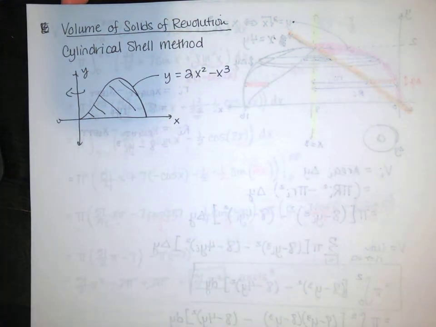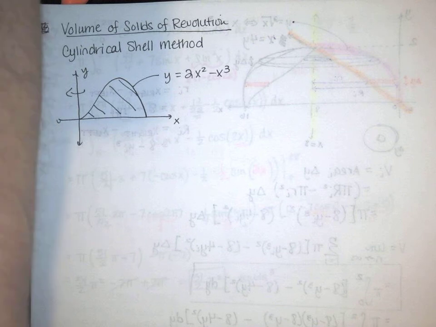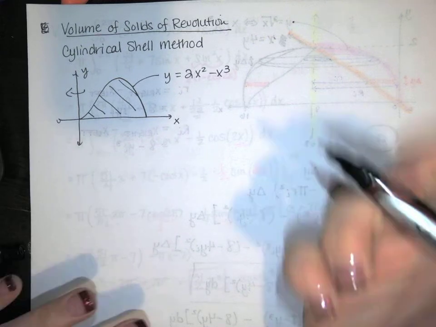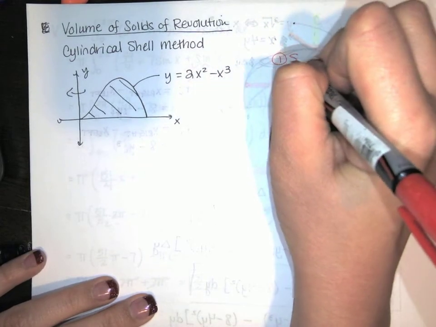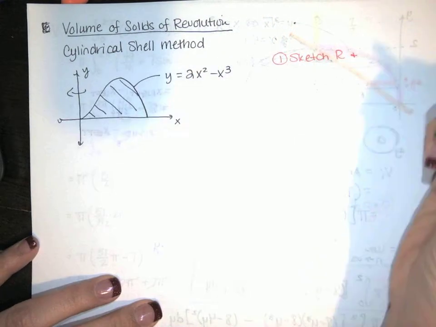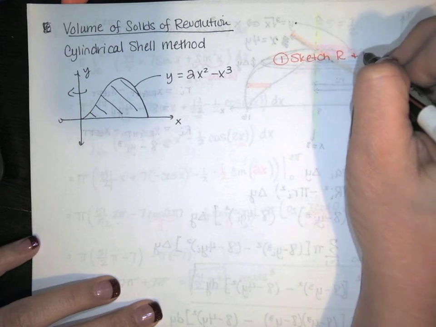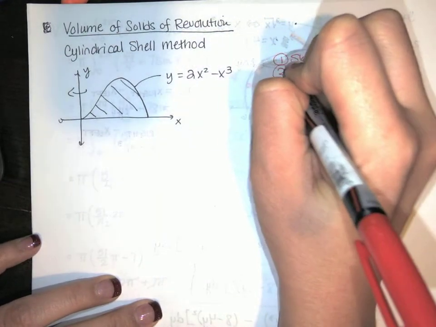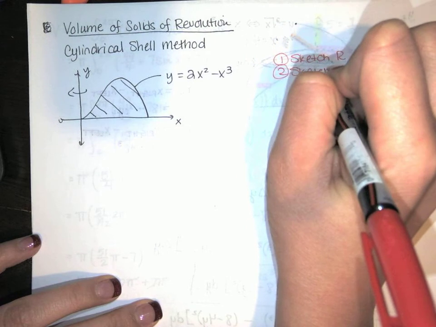Now in the last section we learned about the disk and washer method. So this is what we would have done with the disk or washer method. Remember, first thing we do is we sketch the region, and the axis, which happens to be the y-axis. And then we sketch a reflection of that region about that axis.